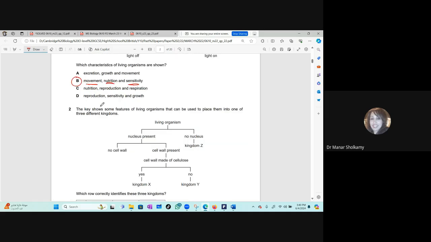Now 2. The key shows some features of living organisms. Doctor, we can't hear you.